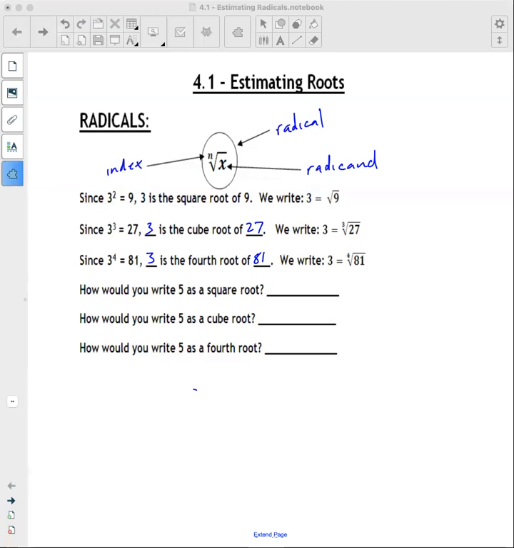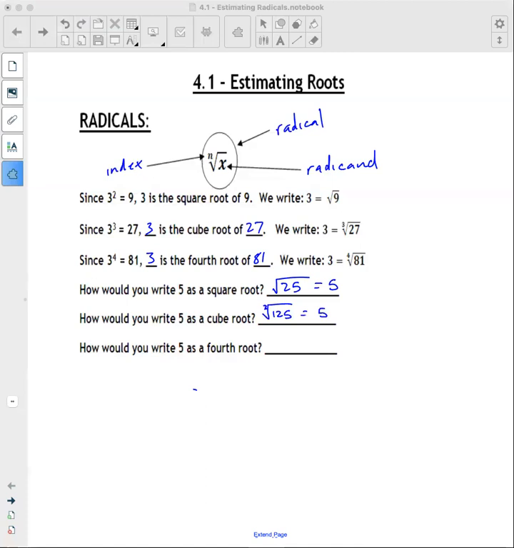Okay. So how would we write 5 as a square root? So what times what? Or 5 times 5 equals 25. So the square root of 25 is equal to 5. Okay, so cube root is something times itself 3 times. So 5 times 5 is 25. Times 5 more is 125. So we say the cube root of 125 is equal to 5.